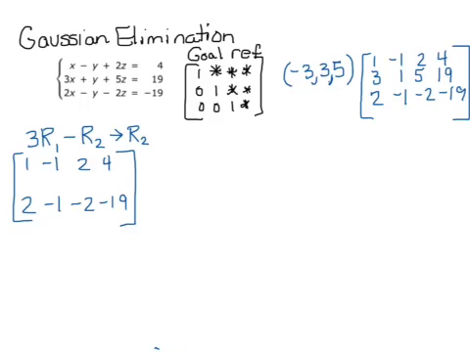We're doing 3 times the first row. So 3 times 1 gives us 3, and 3 minus 3 gives us 0. 3 times negative 1 gives us negative 3. Negative 3 minus 1 is going to give us negative 4. 3 times 2 is 6, and 6 minus 5 gives us 1. 3 times 4 is 12, and 12 minus 19 gives us negative 7.